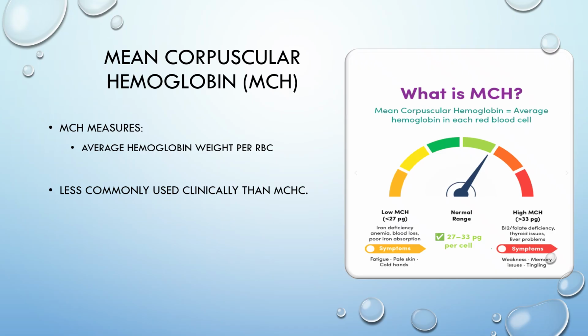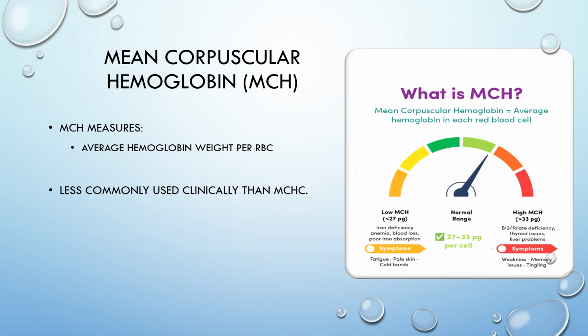However, clinically, MCH isn't used quite as often for interpretation as some of the other indices. You often see clinicians rely more heavily on MCHC, which tells us about hemoglobin concentration rather than total hemoglobin amount. Still, MCH can provide useful context when we're evaluating red cell populations.